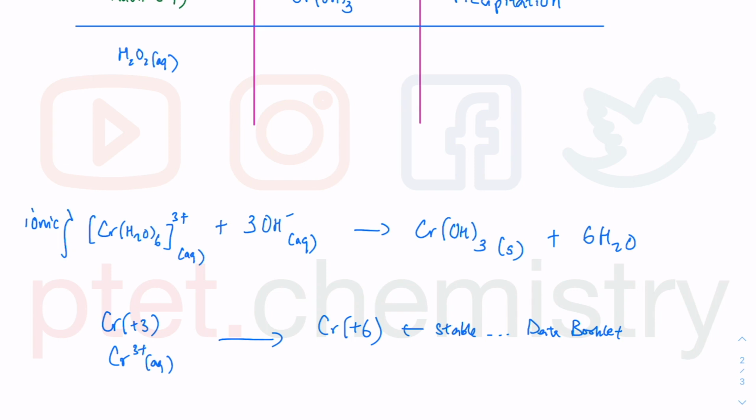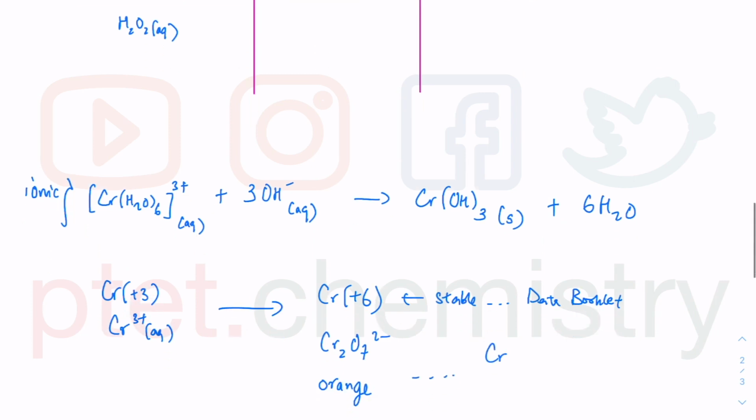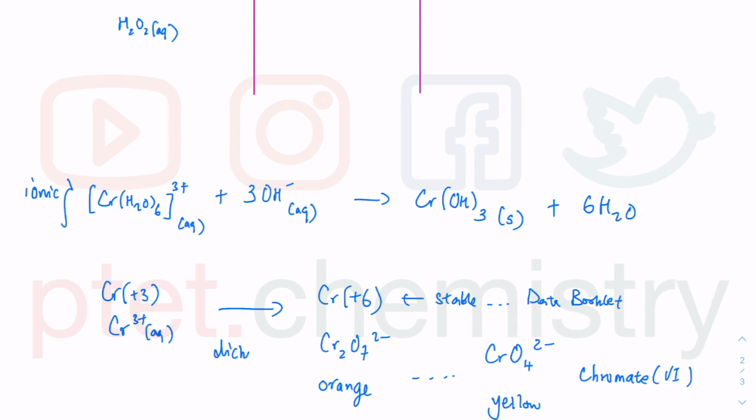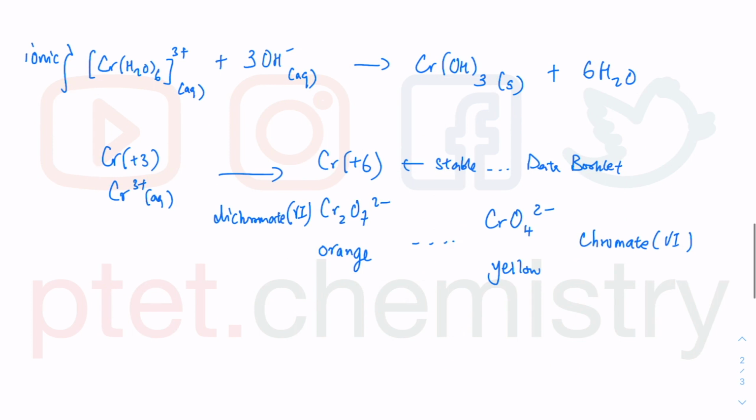And examples of chromium 6 you will have come across as Cr2O7 2-, which is your orange color. But of course, they are in equilibrium depending on the acidic or the alkaline conditions that you have. With this chromate 6, this is also chromium plus 6, but this is yellow in color. This is called chromate 6, whereas the other one is called dichromate 6. Okay, you might not have seen the equation before, or you might have.